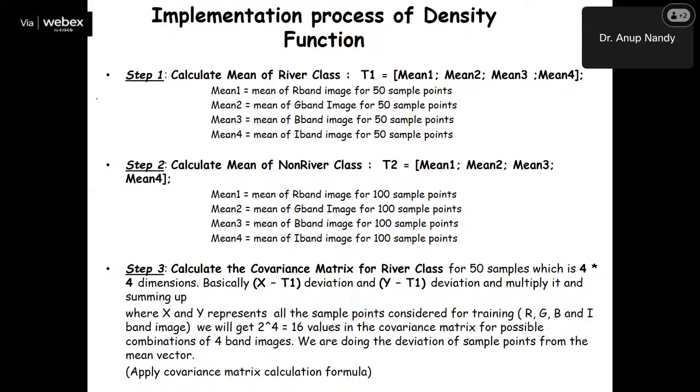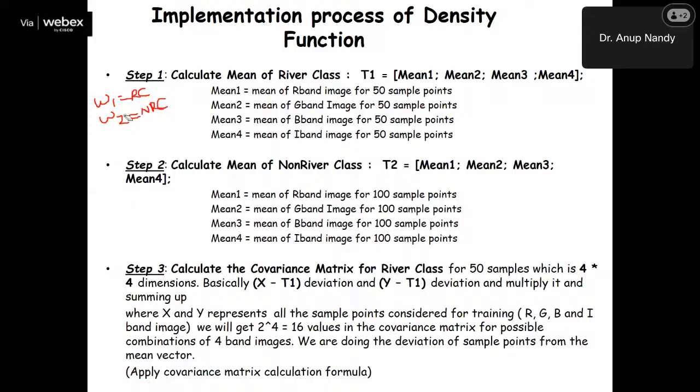Now you have two classes. Omega 1 is your river class, I am going to write RC. And you have omega 2 also. Omega 2 is your NRC, the non-river class. So you are going to have two classes: omega 1 is the river class and omega 2 is your non-river class.